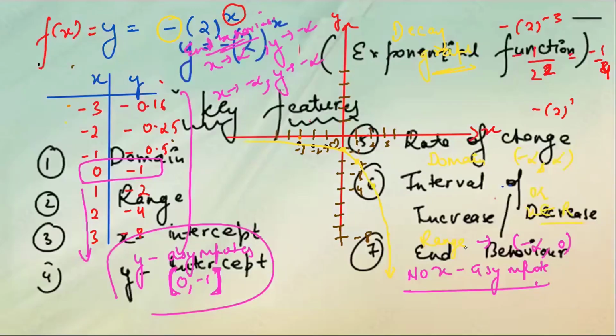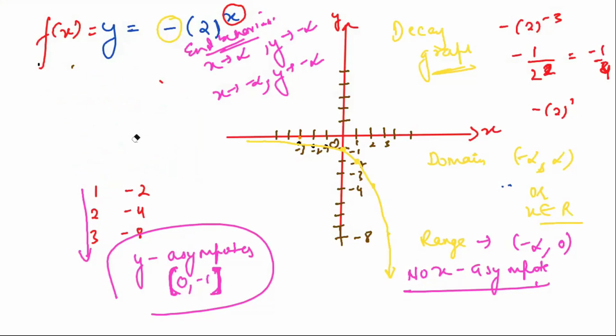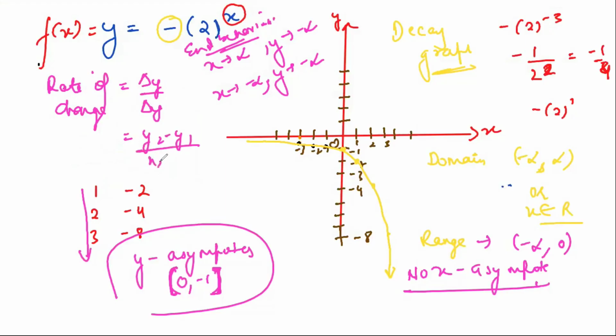Now, what more is there in the key features? Interval of increase, interval of decrease, and rate of change. First of all, the rate of change. Rate of change is delta y over delta x. Delta y means y2 minus y1 over x2 minus x1. You can choose any two values. So I'm taking these two values. So my y2 is this one and my y1 is this one. So any two consecutive values please take.